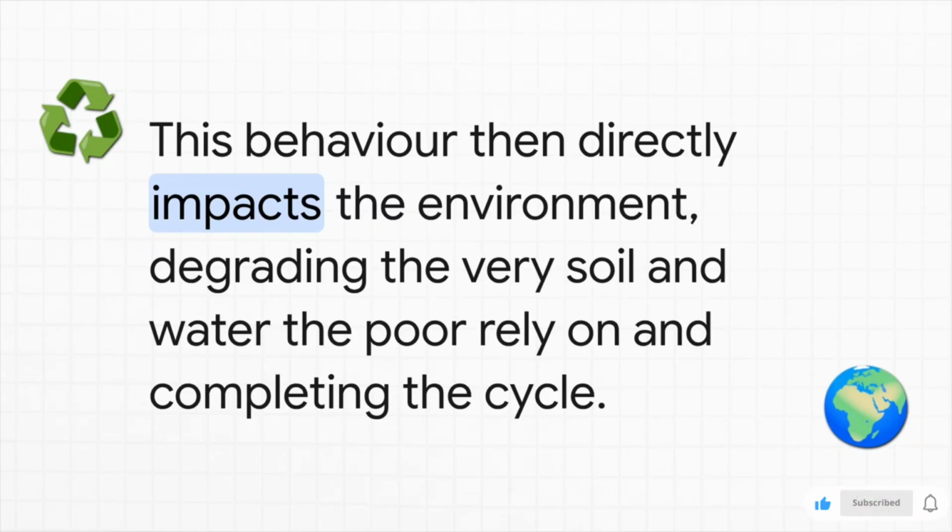You know, if you need immediate income, maybe that means over-farming a small plot of land or cutting down trees for firewood. And that degrades the soil, pollutes the water, and hurts biodiversity. It damages the very resources people depend on. And boom, the cycle is complete.